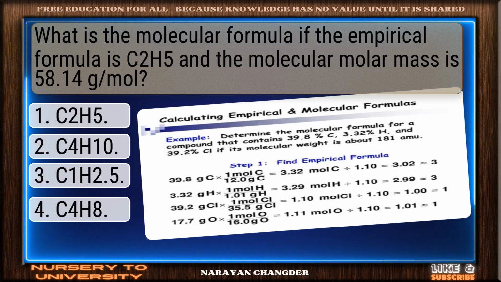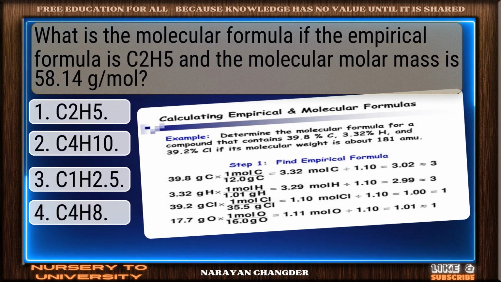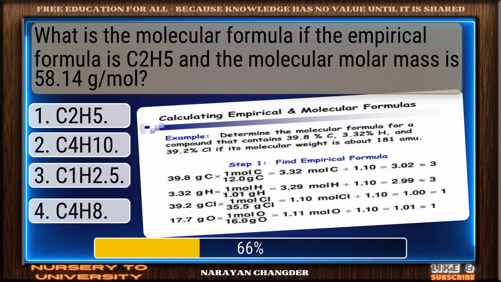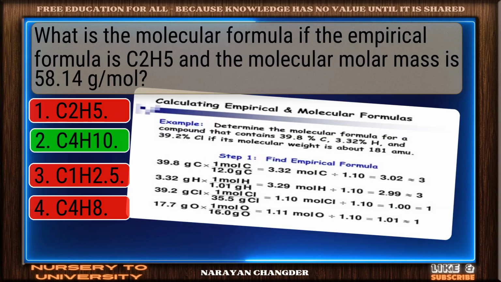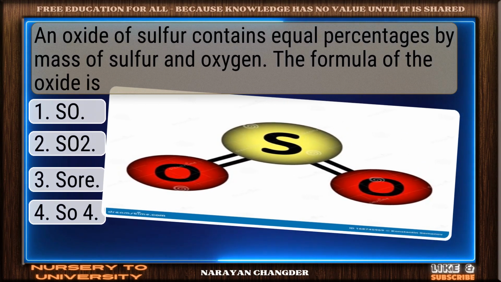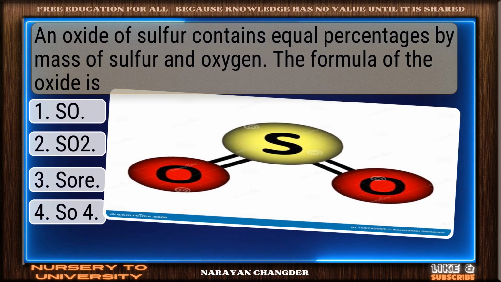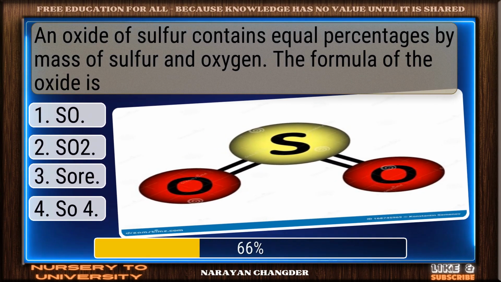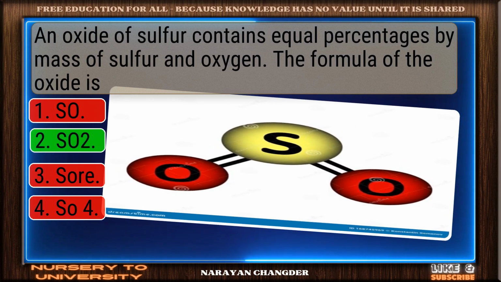What is the molecular formula if the empirical formula is CH5 and the molecular molar mass is 58.1 g/mol? Correct. C4H10 is the right answer. An oxide of sulfur contains equal percentages by mass of sulfur and oxygen. The formula of the oxide is... Good job. Your answer, SO2, works well here.